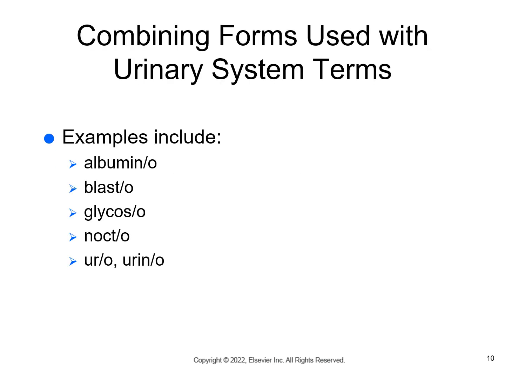Some combining forms in the system include albumino, and that means albumin. Blasto means germ cell or developing cell. Glycoso is sugar. Nocto is night, and uro and urino are urine or urinary tract.